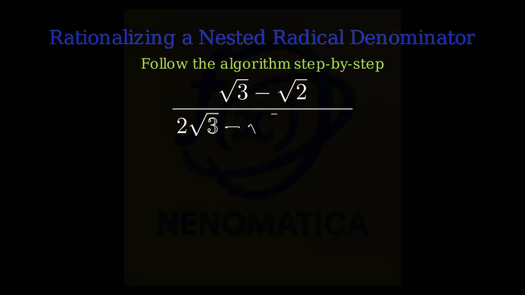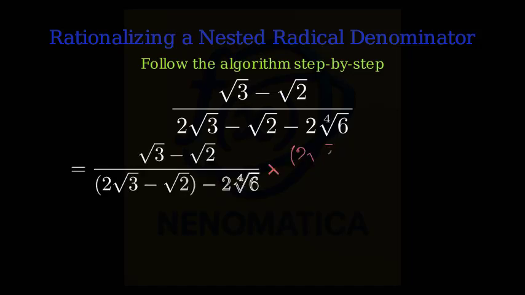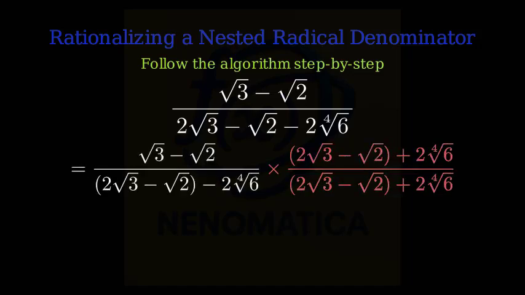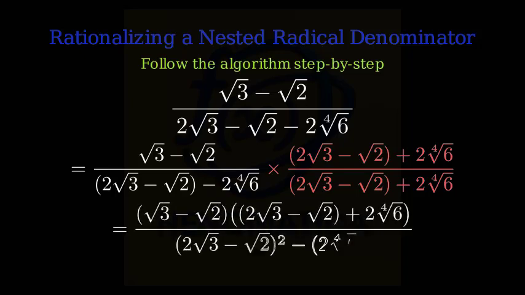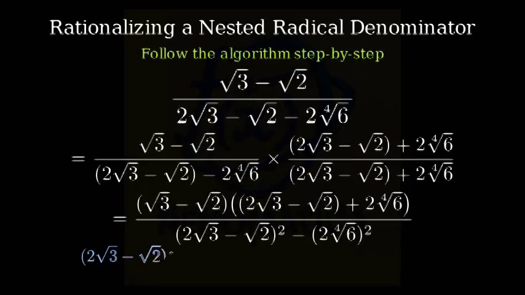We will simplify and rationalize the denominator of this expression, carefully following the exact algorithm shown. Step 1. Multiply numerator and denominator by the conjugate of the denominator, which flips the sign in front of the 4th root term. This creates a difference of squares below. Step 2. Use the difference of squares identity. The denominator becomes the quantity 2 root 3 minus root 2 squared, minus the quantity 2 times the 4th root of 6 squared.